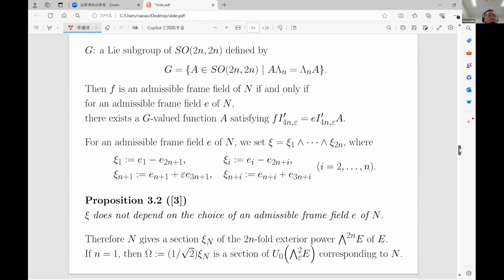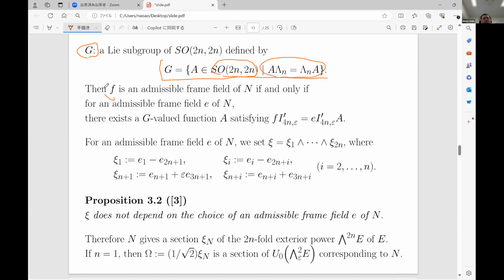Let large G be a Lie subgroup of SO(2n,2n) defined like this. An element G of large G is just an element of SO(2n,2n) satisfying this condition: A and lambda n are commutative.